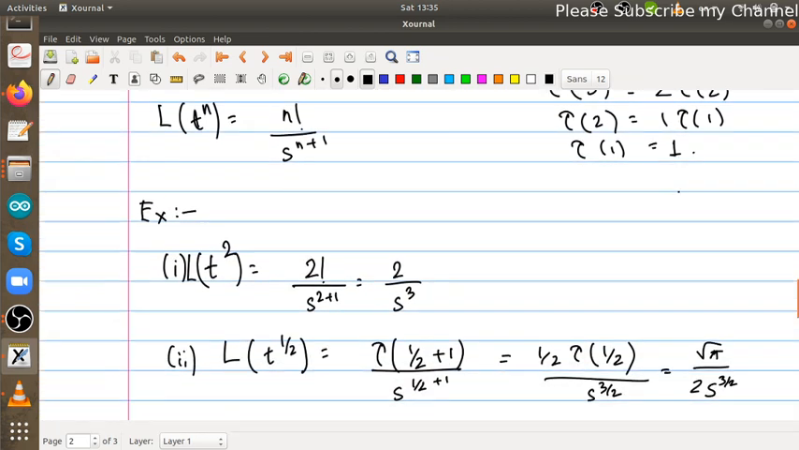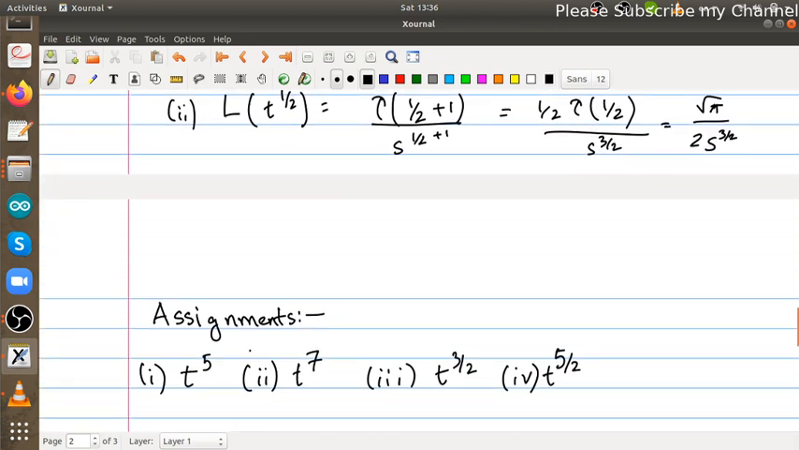We see some examples. Laplace transform of t square equal to 2 factorial by s to the power 2 plus 1, equal to 2 by s cube. Laplace transform of t to the power half: we have to use the previous formula, because here n is not a positive integer. So gamma n plus 1 by s to the power n plus 1, here n equal to half, so gamma of half plus 1 by s to the power half plus 1, and gamma n plus 1 is equal to n gamma n, so half gamma half by s to the power 3 by 2, root pi by 2 s to the power 3 by 2.